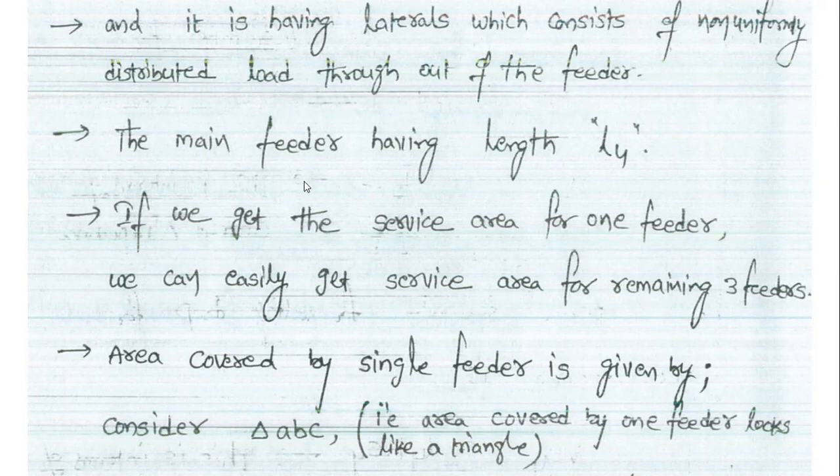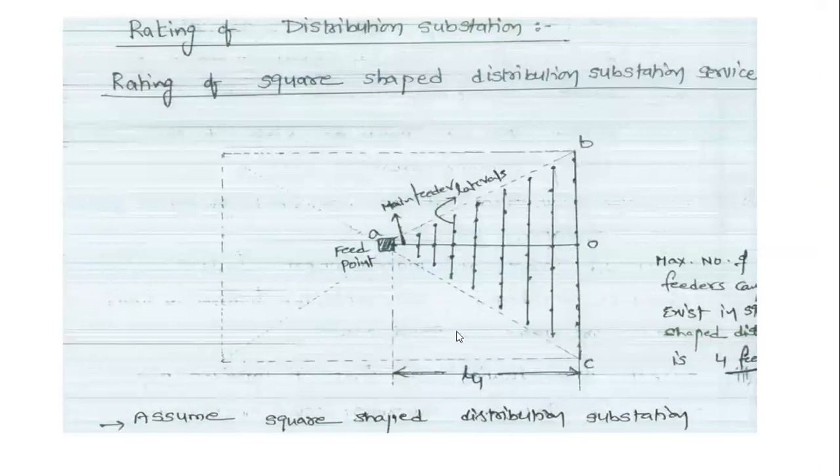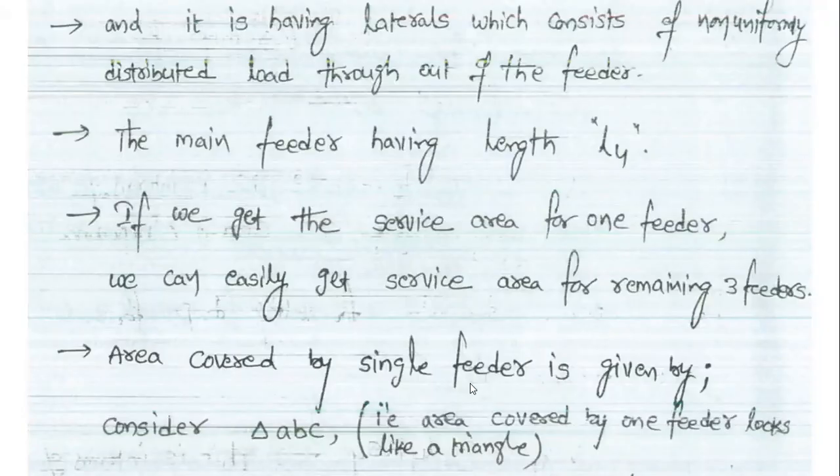The main feeder has a length of L4. This is the main feeder, and we are assuming its length is L4. Next, if we get the service area for one feeder, we can easily get the service area for the remaining 3 feeders. First we get the service area for one feeder, then the other 3 follow easily.